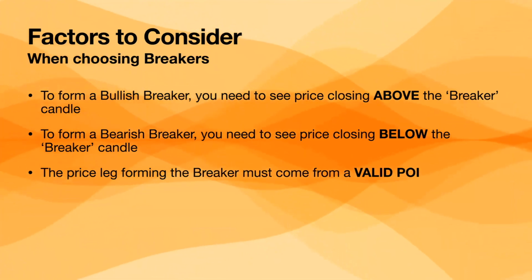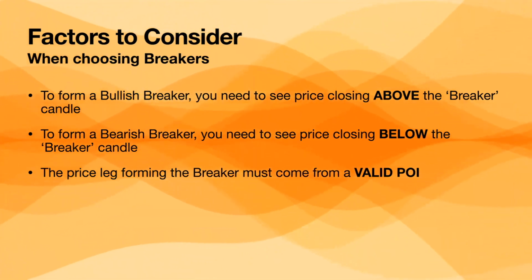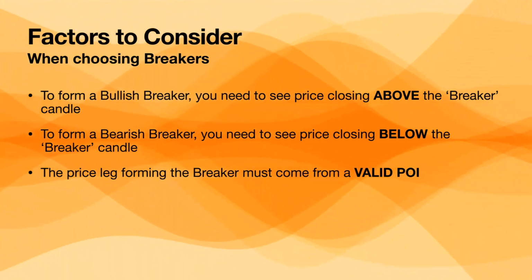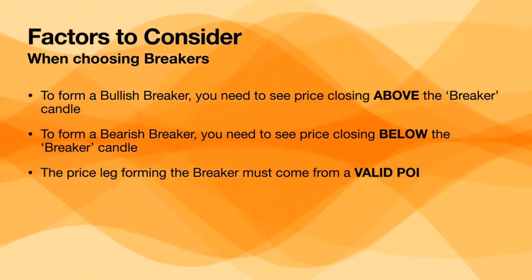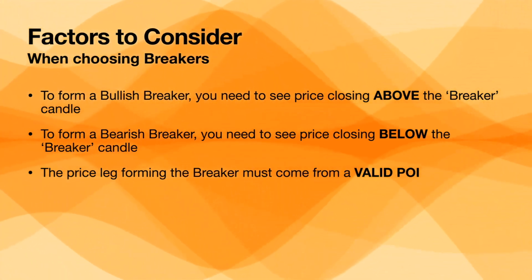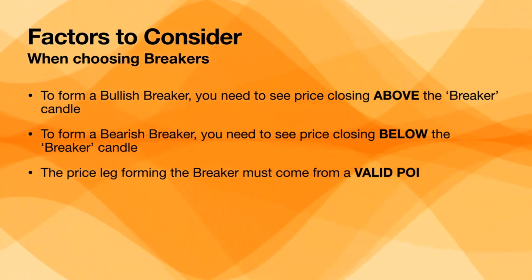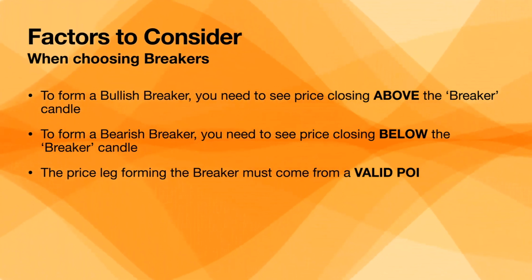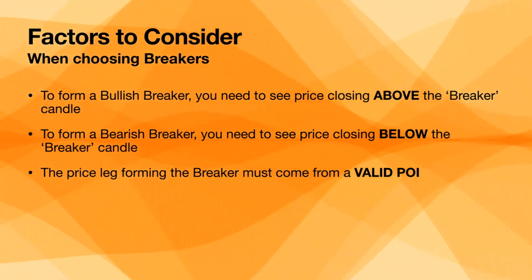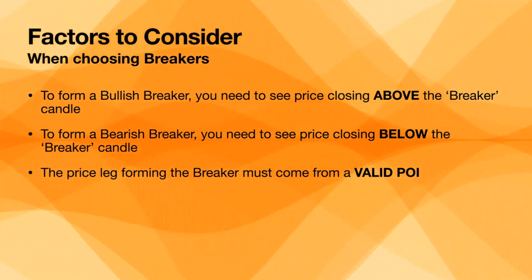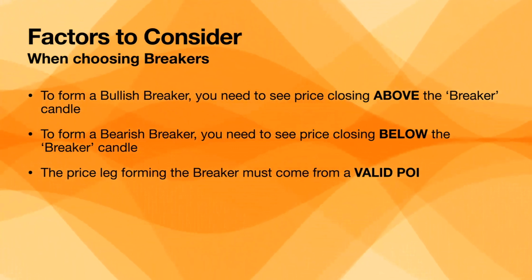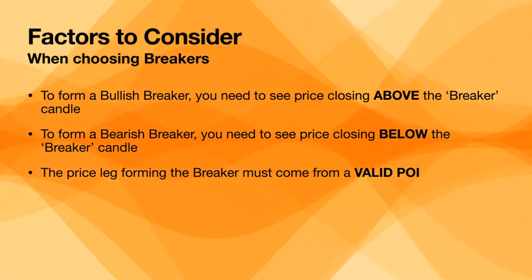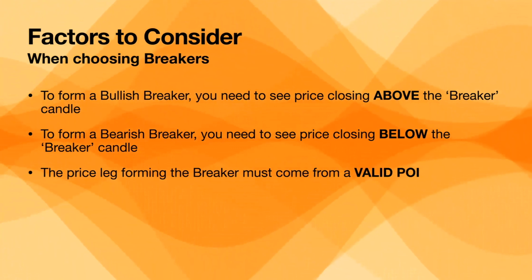So, the factors to consider when choosing breakers. As I explained, to form a bullish breaker, you need to see price closing above the breaker candle, and to form a bearish breaker, you need to see price closing below the breaker candle. One of the most important things is that the price leg forming the breaker must come from a valid POI. It can come from a fair value gap, from another breaker, from an order block, from so many things.